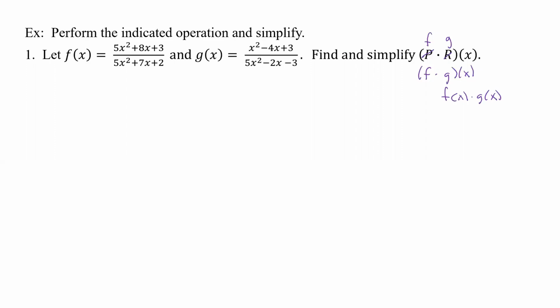All right, so what do we have here? We're just going to take basically our f of x they give us times the g of x they give us, and we just have to factor and simplify.